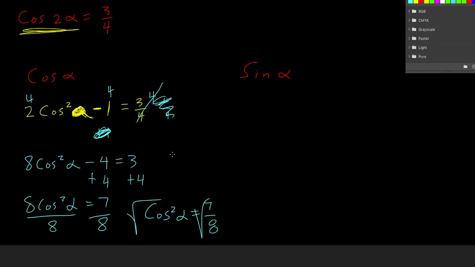Square root, and so cosine alpha is equal to plus or minus square root of 7/8. And oh, in the beginning I didn't see this, but it says it's acute. And so if it's an acute angle, we're just going to be in that first quadrant. And so our x values are positive. And so the final answer on here is just the positive one.